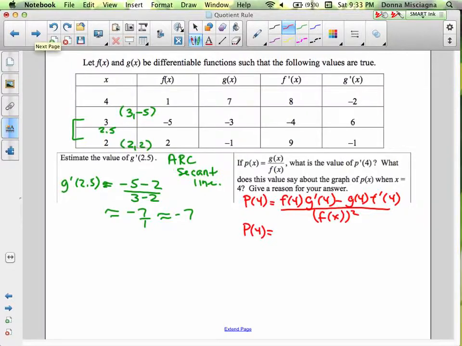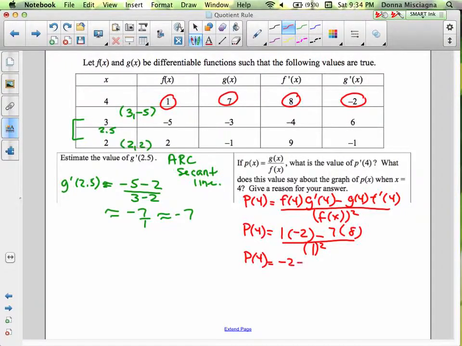All right, so let's find all our values. f of 4 is right here, and g prime of 4 and g of 4, all nice in a row, f prime of 4. All right, so always write your formula first. So f of 4 is 1 times g prime is negative 2, minus, I forget who was in the bottom, who was in the top. g of 4 is 7, and then f prime of 4 is 8, all divided by 1 squared. That's easy. So p prime of 4 equals negative 2 minus 56 divided by 1, so that's going to be negative 58.